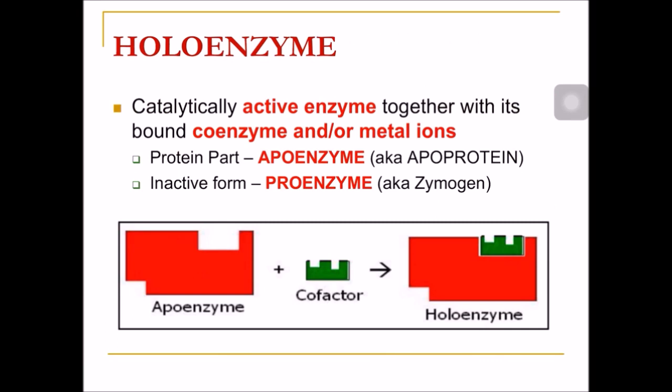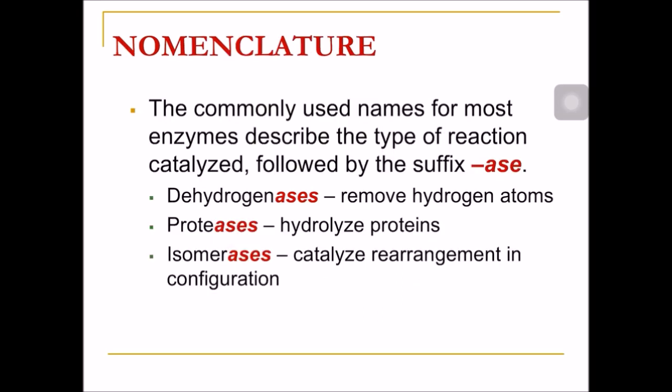Moving on, we have the term holoenzyme naman. Holoenzyme, this is a catalytically active enzyme together with its bound coenzyme or metal ions, in which the apoprotein is the protein part. Apoprotein is the protein part, also known as the apoenzyme, and when combined to a cofactor, it becomes holoenzyme. Whereas kapag inactive pa siya, zymogen naman ang term. So those are the terminologies related to enzyme.